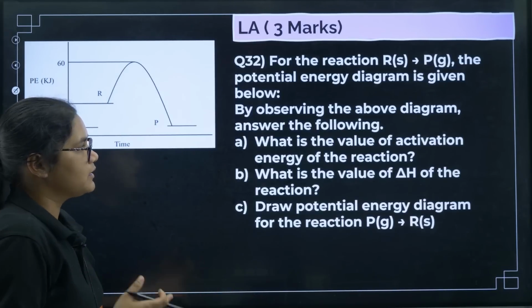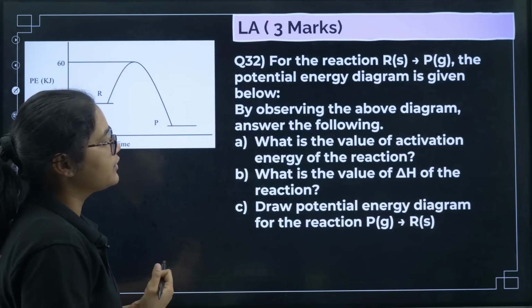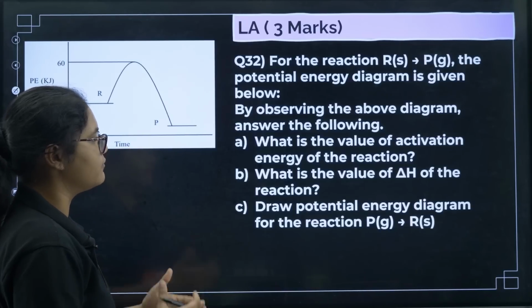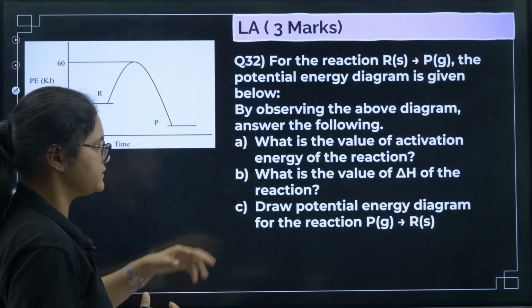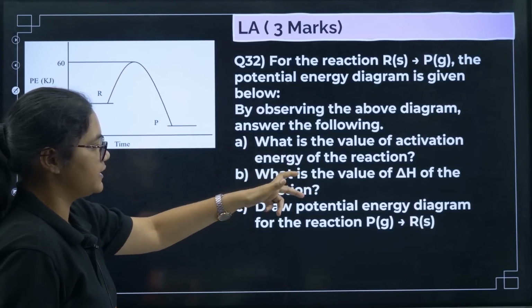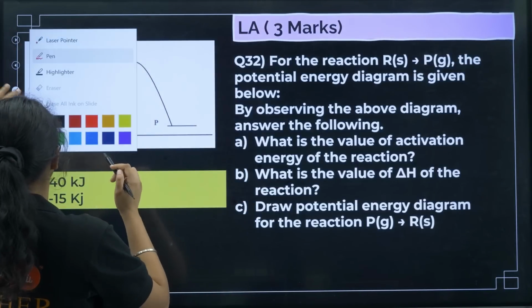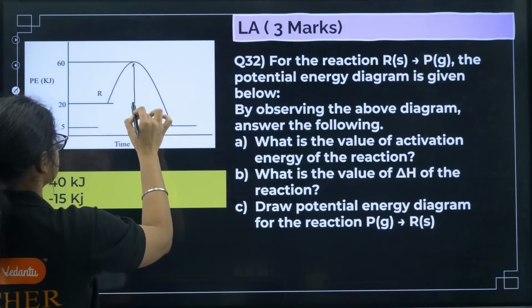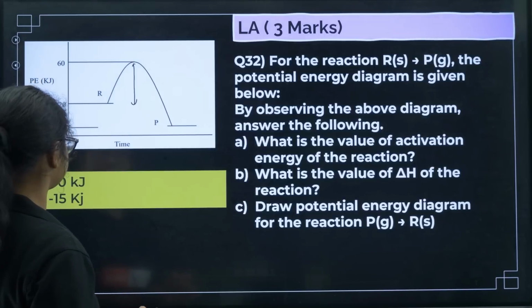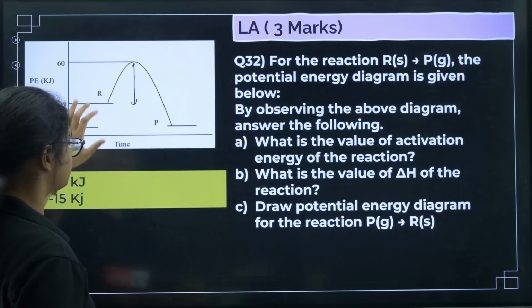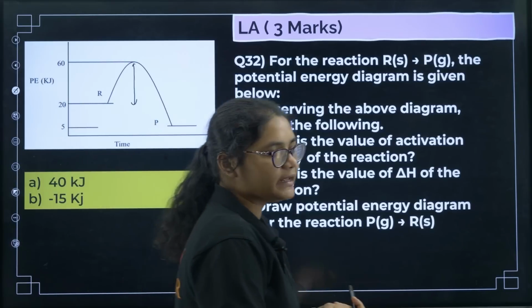Next question is from chemical kinetics. For the reaction R to P, the potential energy diagram is given below. By observing the diagram, answer the following questions. What is the value of the activation energy of the reaction? See, this is the activation energy. This is 20 and this is 60, so I subtract 60 minus 20, that is 40. So the activation energy is 40 kilojoule.